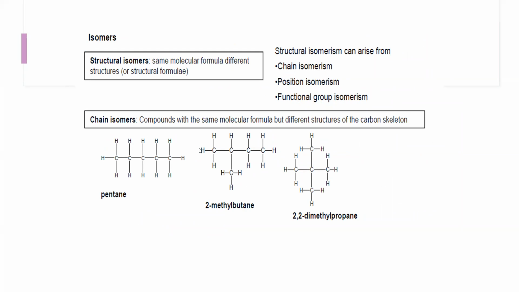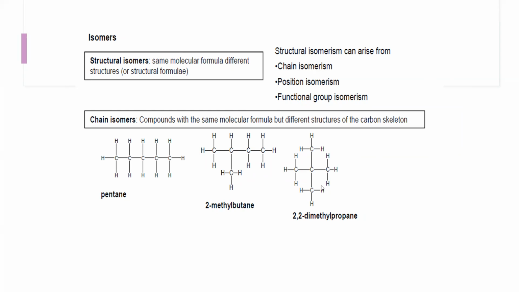Then isomers, isomerism: when compounds have the same molecular formula but different structures, we call them isomers. It can be structural isomerism, and structural isomerism is divided into chain isomerism, position, and functional group. And then stereoisomerism is geometrical or optical.